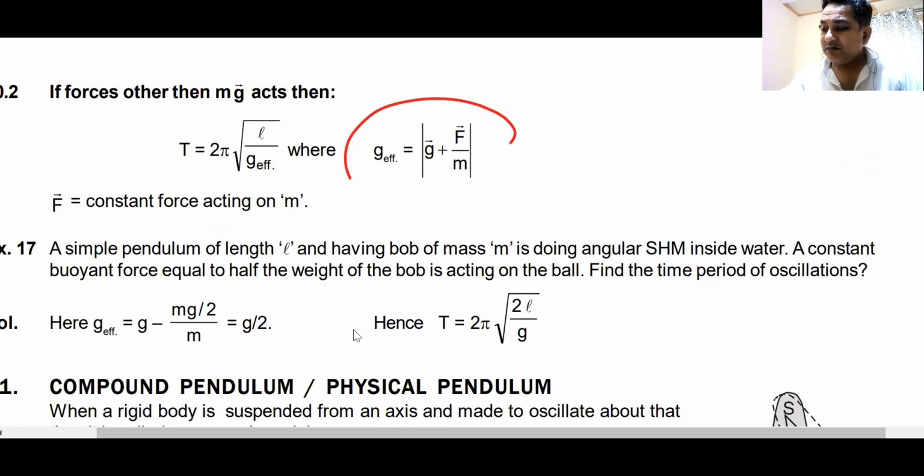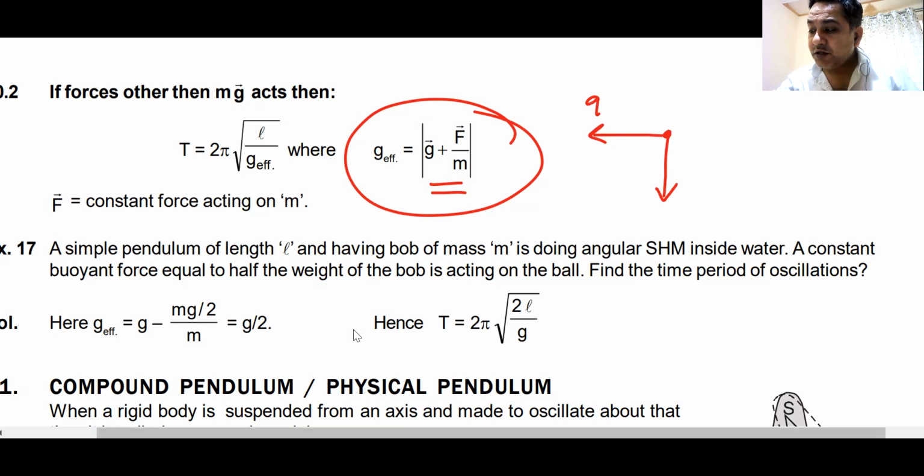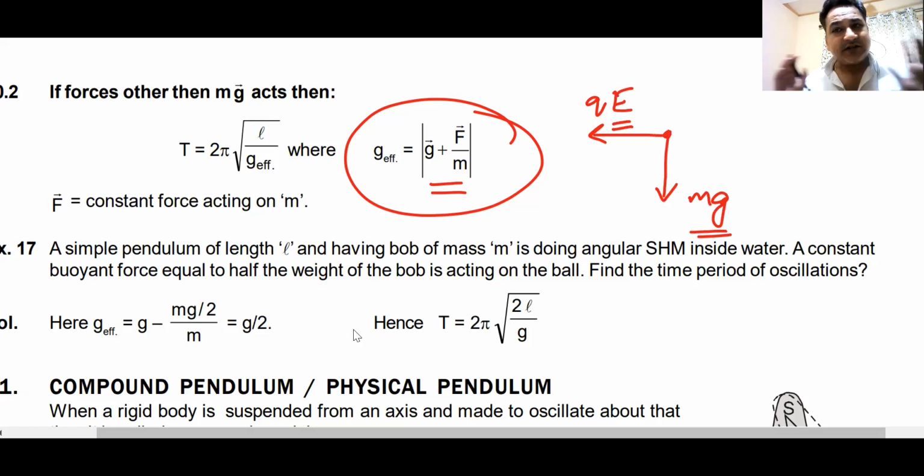See, this is the formula that they have created. g effective is magnitude of g plus F by m. So I told you acceleration. Now instead of acceleration, you could have applied electrostatic force qE and mg. Are you getting my point? So these questions are all similar, beta. Nothing changes here. You just add these forces vectorially.